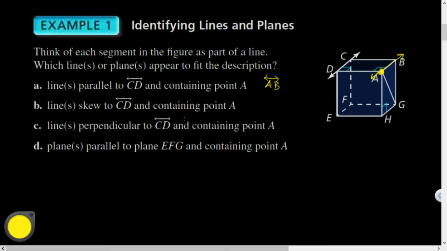Let's see, lines skew to CD and containing point A. Let's see, how about some skew lines?